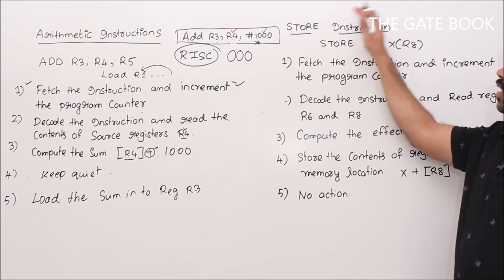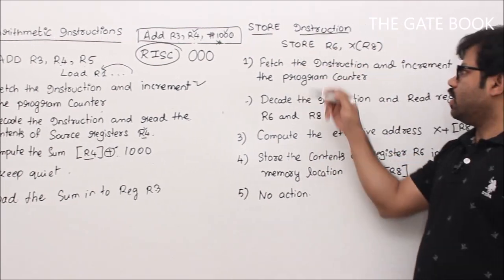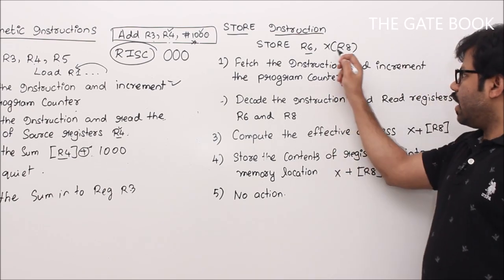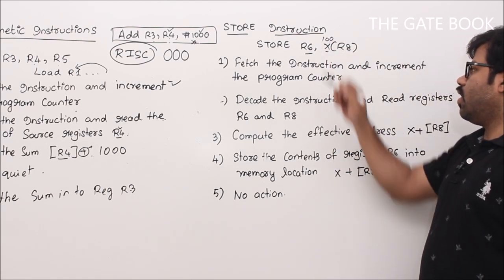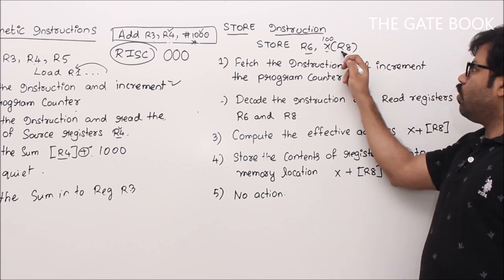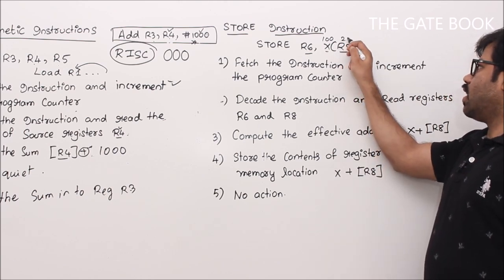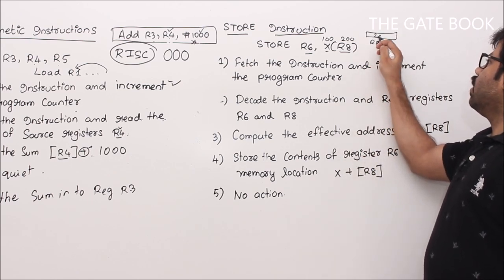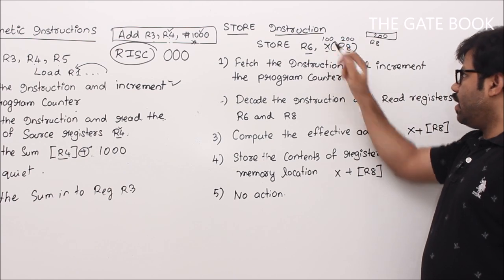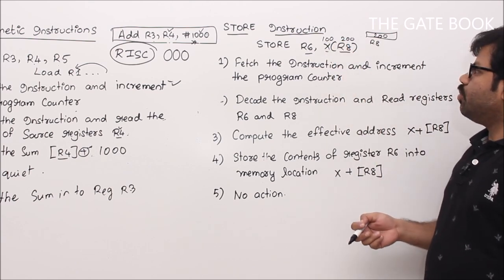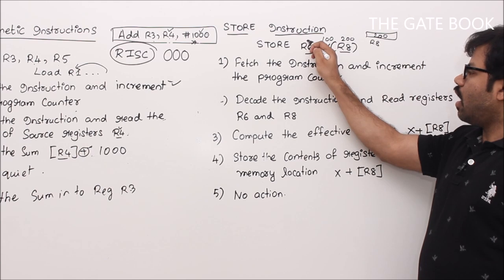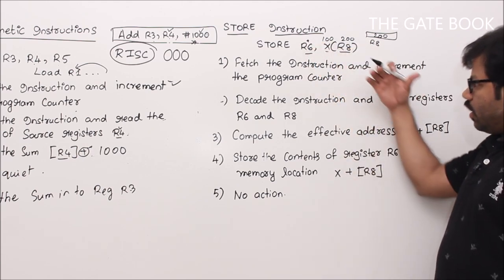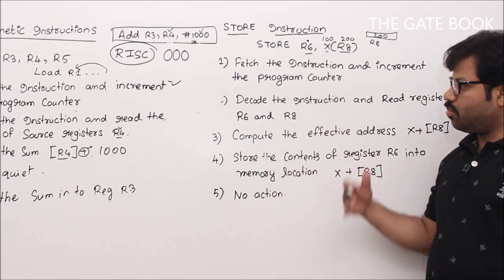Now we will see store instructions. If you see the store instruction, store R6 x of R8. Now x is directly supplied here, for example it is 100. Then we are going to read register R8, assume its content is 200. Then 200 and 100 will be added, giving 300. So we will be storing the data which is in R6 into memory address 300, correct?